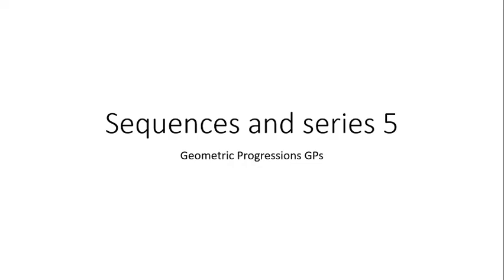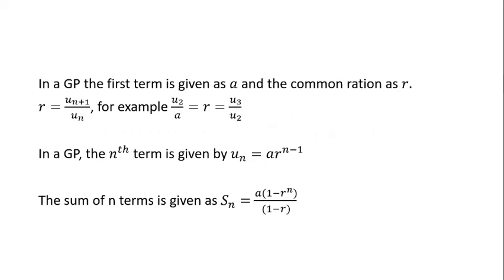In this video, we'll take a look at GPs, or geometric progressions. So in a GP, the first term is always given as a and the common ratio as r. To check for the common ratio, we will divide a subsequent term by the term before, so u(n+1) divided by u(n). For example, the second term u2 divided by the first term a equals r, and that should always equal u3 divided by u2, and so on.